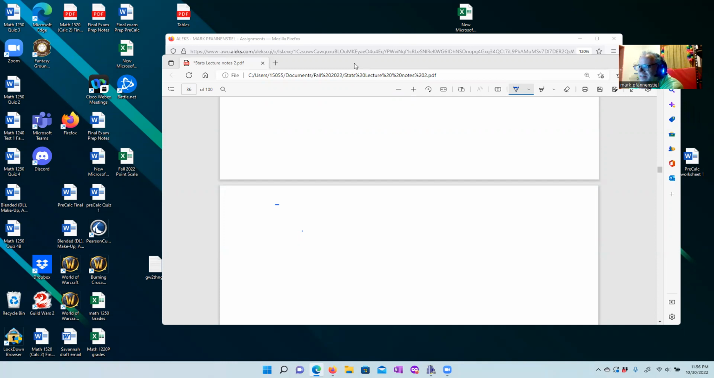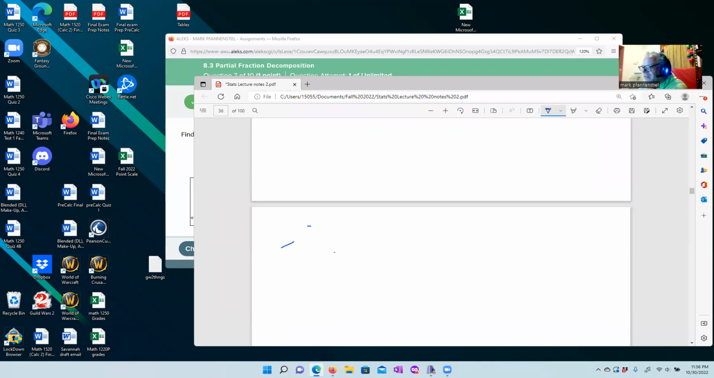So we've got a pretty standard problem. This is 3x over x squared plus 5x plus 6. Not my favorite problem because we don't get to do the AC method on this, but not every problem needs to be the hardest problem, right?